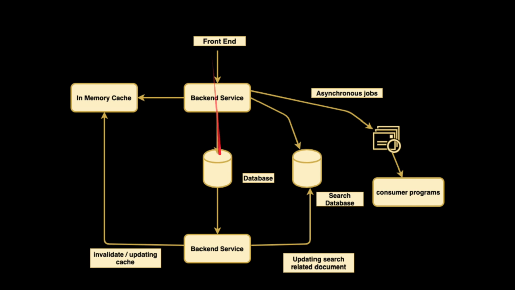Alright, so to update the in-memory cache and your multiple databases, you need a service in between. It will invalidate your cache, and for running multiple asynchronous jobs, you will have a multiple set of queues or consumer programs running parallelly. Okay, so let's talk about each block.